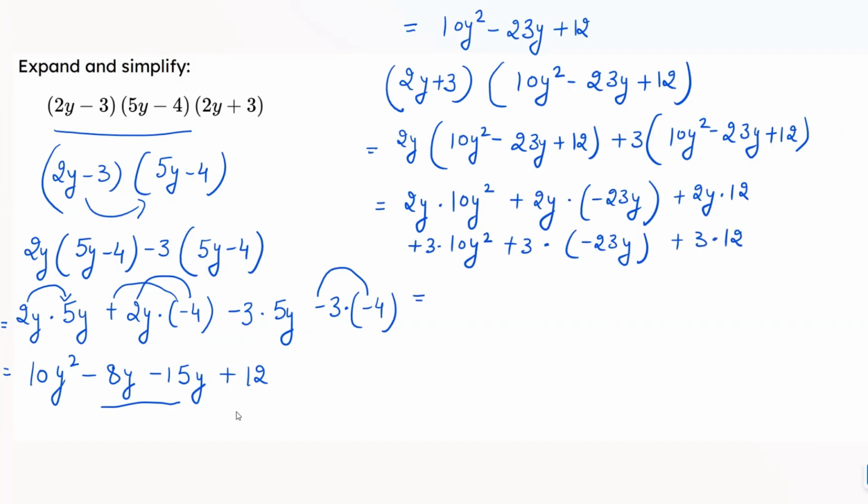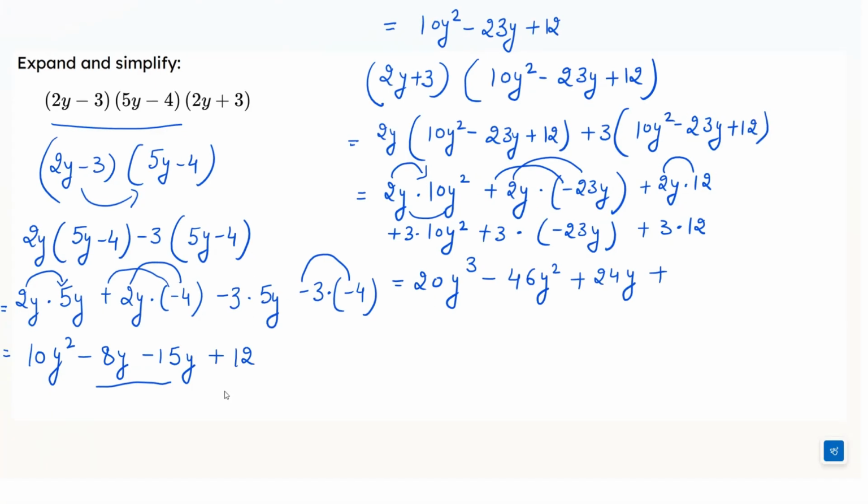Now we will multiply here 2 into 10, 20. y into y square is y raised to power 3. Plus into minus is minus. 2 into 23 is 46. y into y is y square. Then plus 2 into 12, 24y. Plus 3 into 10, 30y square. Plus into minus is minus. 3 into 23 is 69y plus 36.